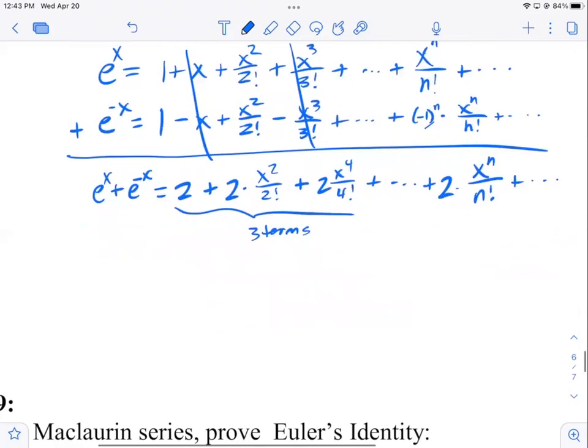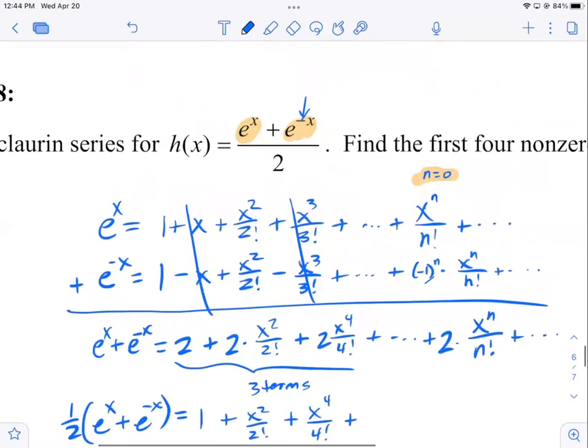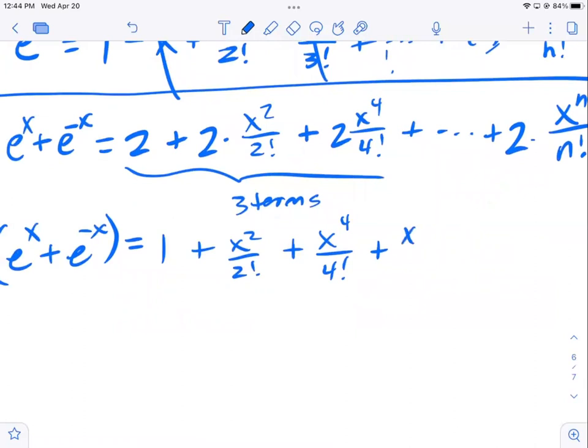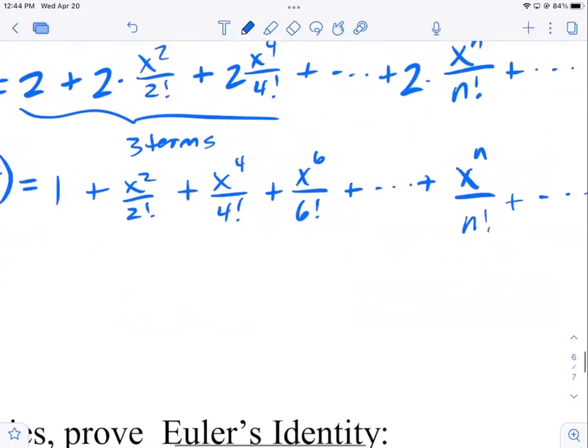But now let's multiply through by 1/2. So 1/2 e to the x plus e to the negative x, which is the same as dividing by 2. Notice all those 2's get wiped out. You're left with 1 plus x squared over 2 factorial plus x to the fourth over 4 factorial plus, I need to add a term. Do I come up here and add another one and subtract, or do I see the pattern? Yeah, I see it. It's x to the 6 over 6 factorial plus dot, dot, dot, plus x to the n over n factorial plus dot, dot, dot.